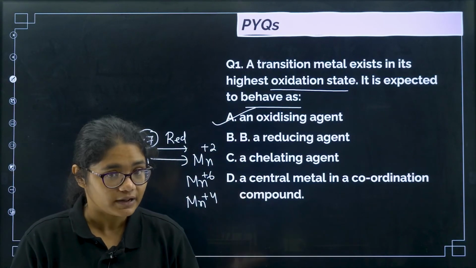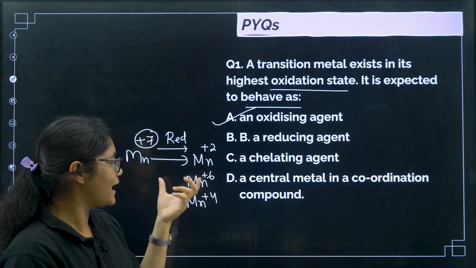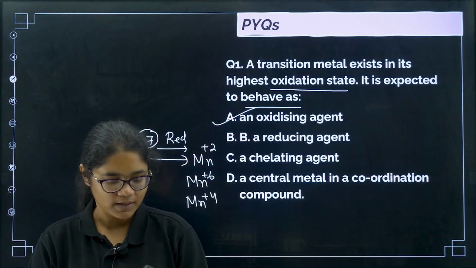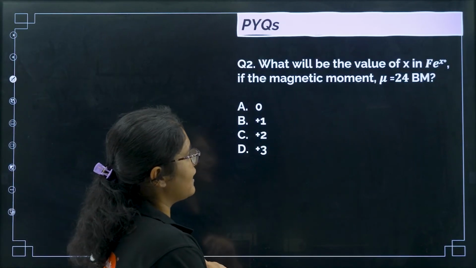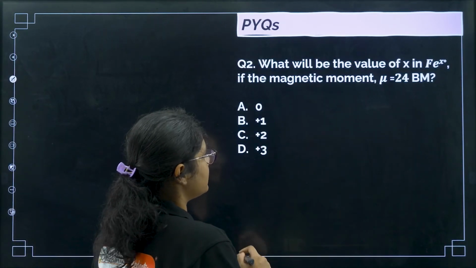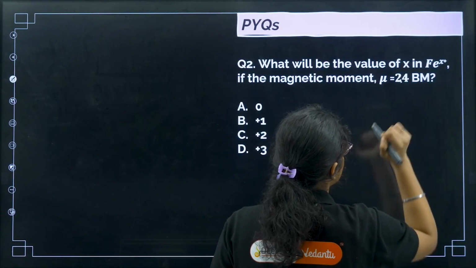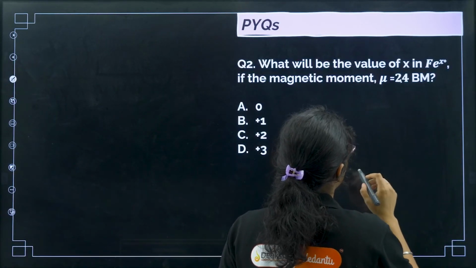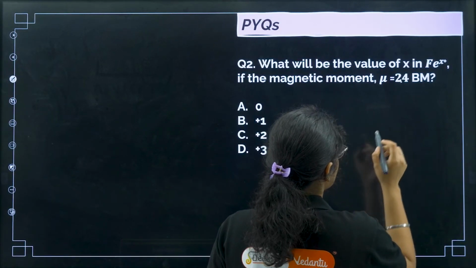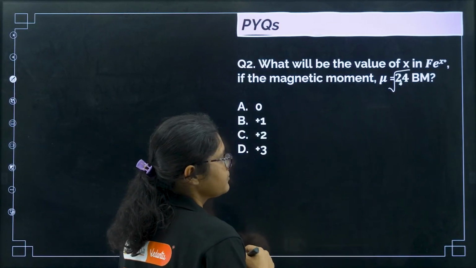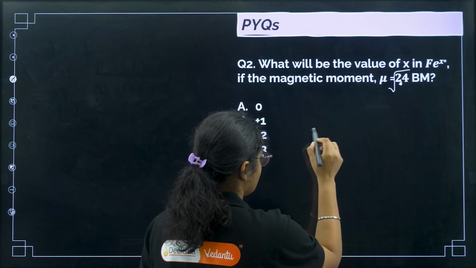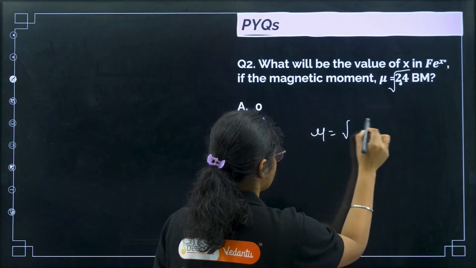If it is undergoing reduction, then we call that it is an oxidizing agent. Okay, next question. What will be the value of x in Fe x+ if the magnetic moment is root over of 24? Okay, root over of 24. Now, if you see, mu is equal to root over of 24.